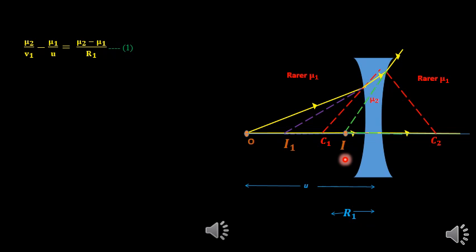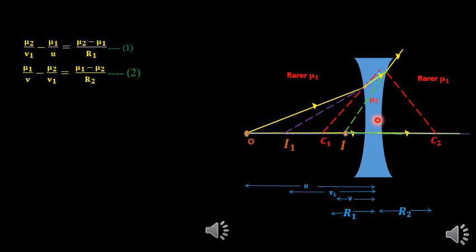For the second surface, radius of curvature r2. Since the image of the first case becomes the object of the second case, the object distance is v1 and the image distance is v. So the equation for the refraction at the second surface is mu1 divided by v minus mu2 divided by v1 equals mu1 minus mu2 divided by r2, which is equation number 2.